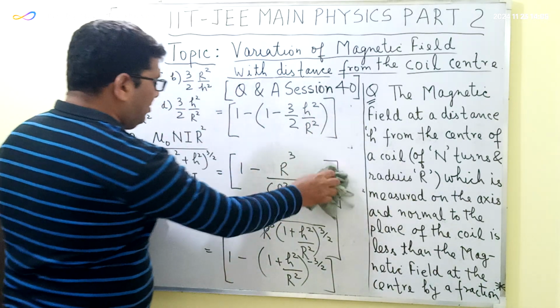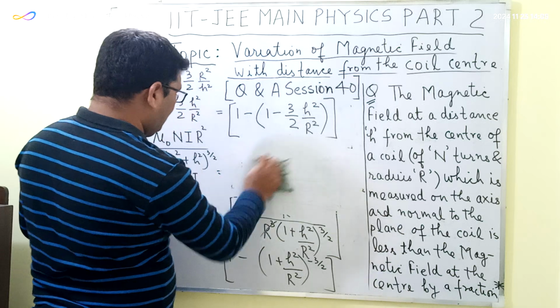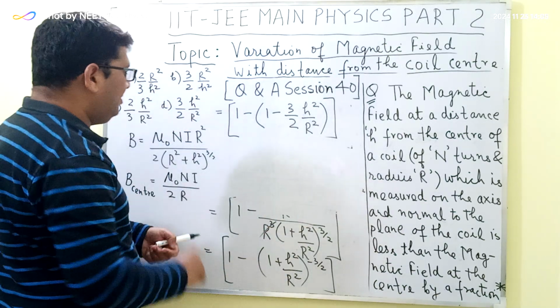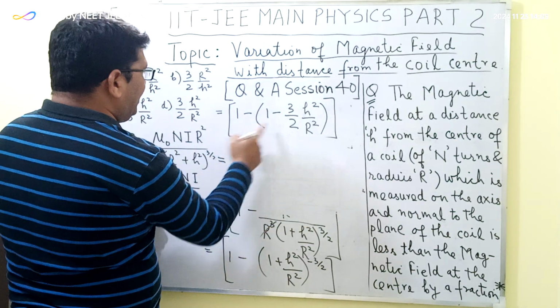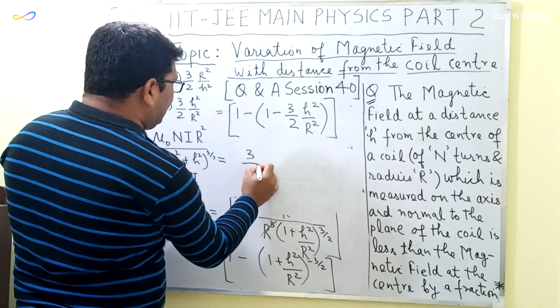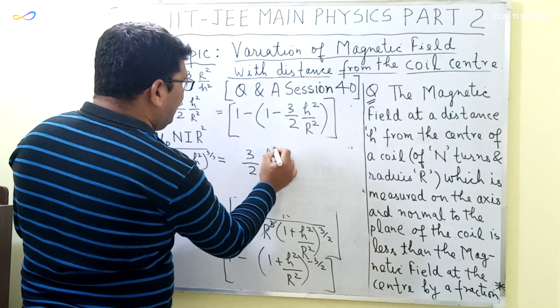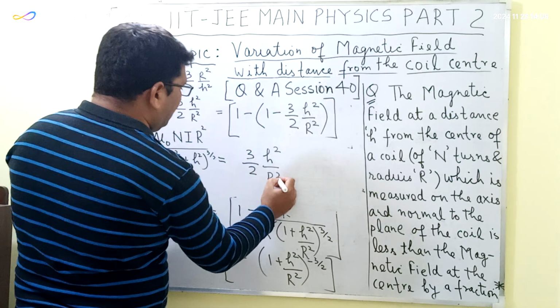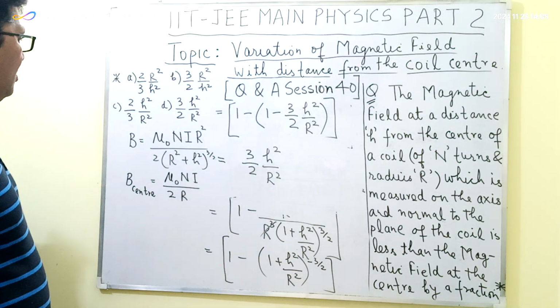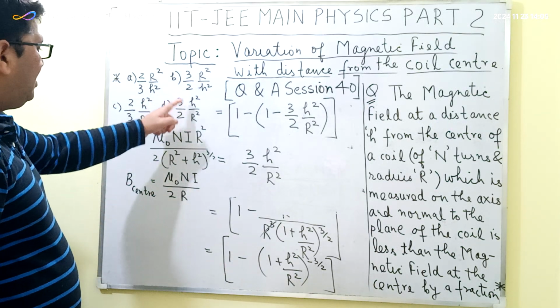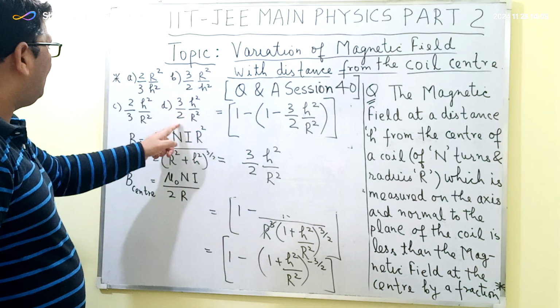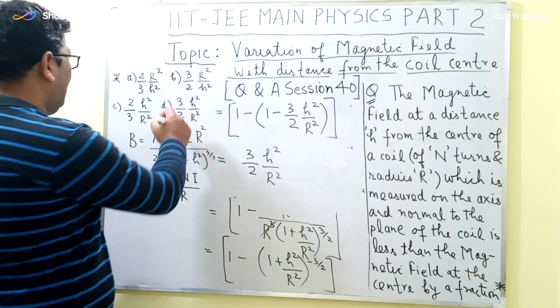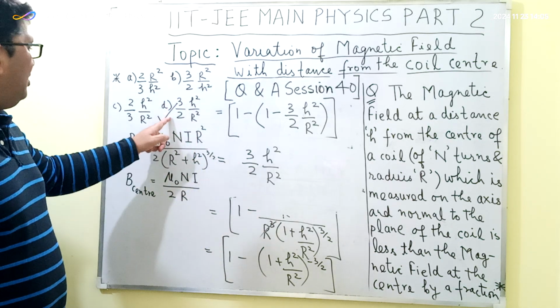and from here this 1 and 1 will get cancelled out, and finally I am getting the value as 3 by 2 h square upon r square. So the correct answer will be equal to 3 by 2 h square by r square. So the correct option is the D option.